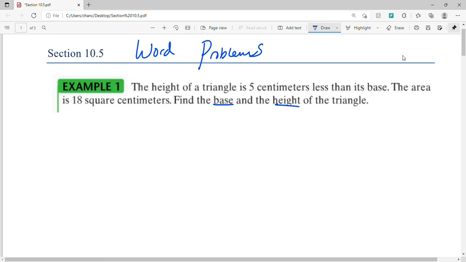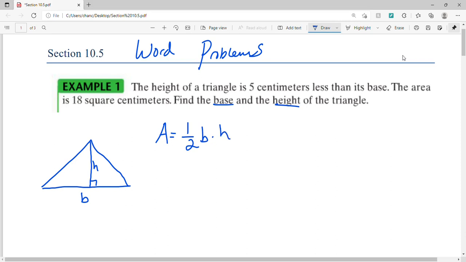For most word problems, it's a good idea to draw a picture of what's going on. So we have a triangle, and in this triangle we have a base and we have a height. Recall the formula for the area of a triangle. The area of a triangle is equal to 1/2 base times height. This is a formula that you should memorize. The area of a triangle, again, is 1/2 base times the height.